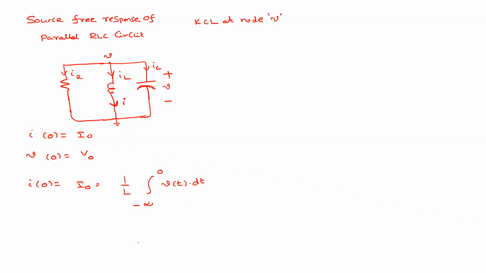Tell me what the currents are. V by R is the current through the resistor, plus 1 by L integration from minus infinity to t of V of lambda d lambda. Agree? Plus what is the current through the capacitor? C into dV by dt. This lambda is some dummy variable, just to avoid unnecessary confusion.